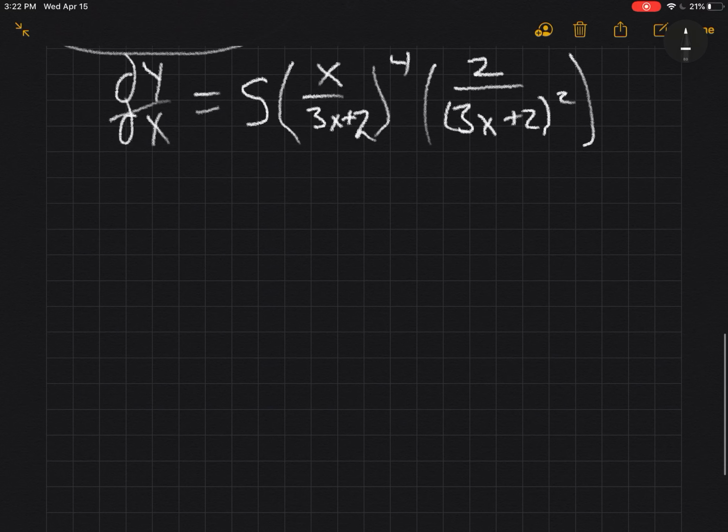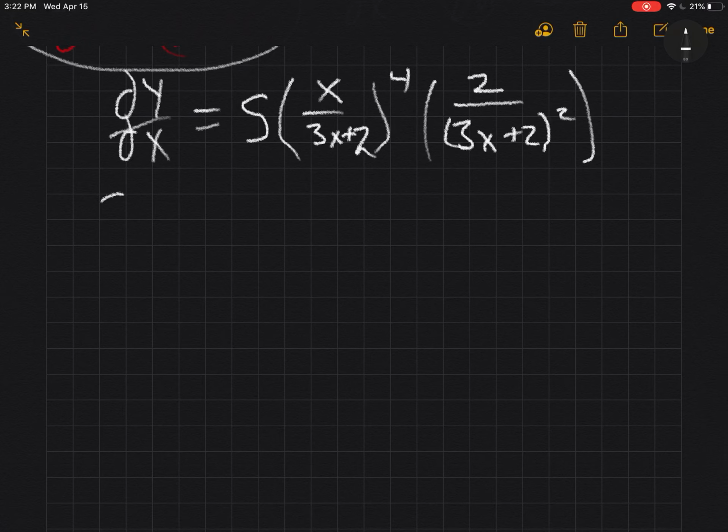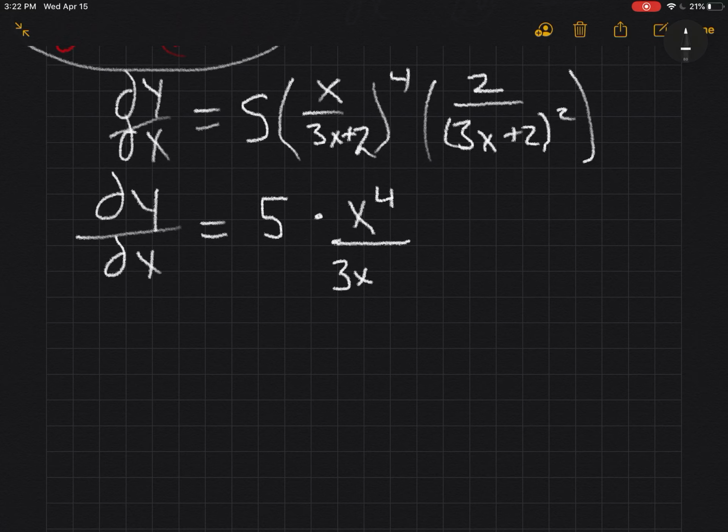So I have, oops, I don't have equals there. All right, so I'm going to multiply in that derivative, 2 over 3x plus 2, and then down here, that's squared. And all that's left for me to do is some multiplying and some simplifying here.